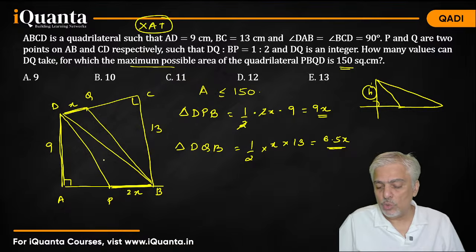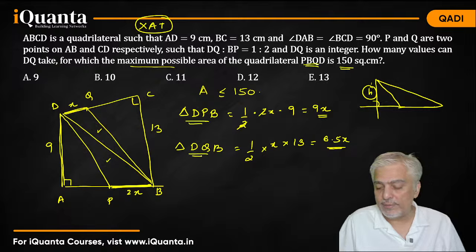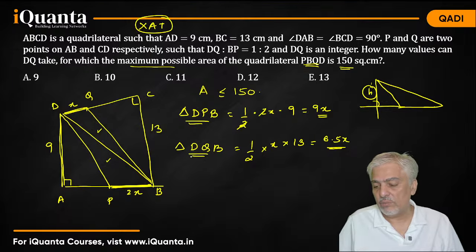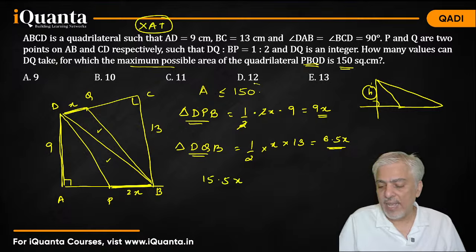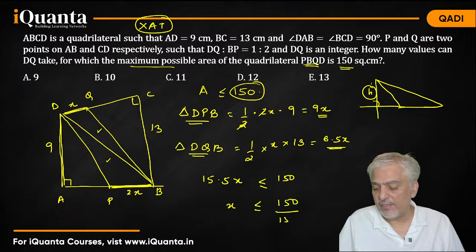Now these two are nothing but the area of the quadrilateral they are talking about. If I add these two up, they are nothing but the area of the quadrilateral which we are talking about. So 15.5x has to be less than or equal to 150. So x has to be less than or equal to 150 divided by 15.5. Remove the decimal, you get a 0 over here.